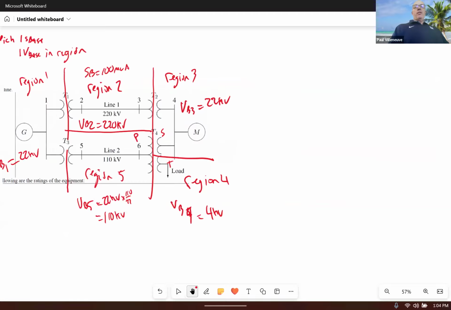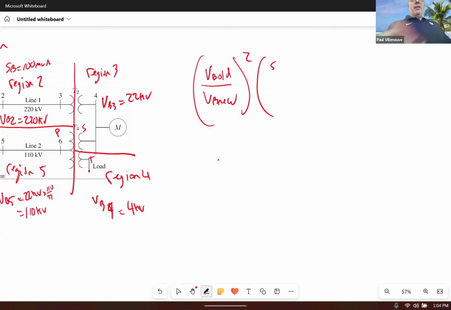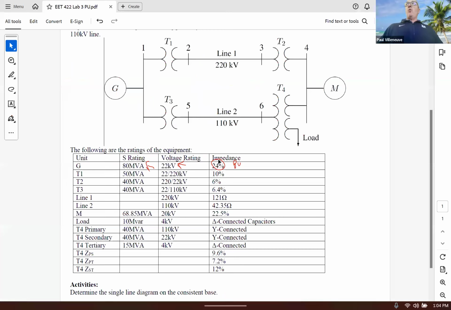If you all remember, the conversion formula is V base old over V base new, that quantity squared, multiplied by SB new over SB old. And that's my equation for Z new with my Z old. So all I need to do for all these impedances that have no units, right, is use that conversion formula.